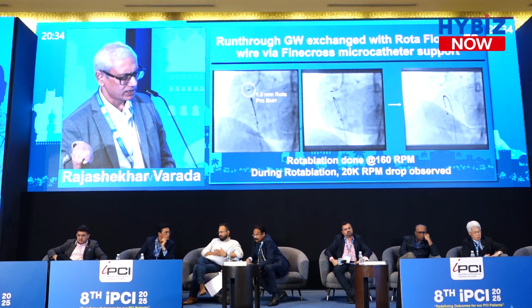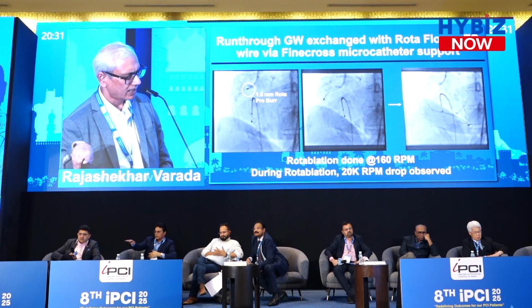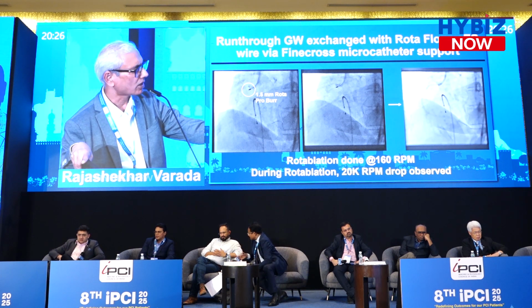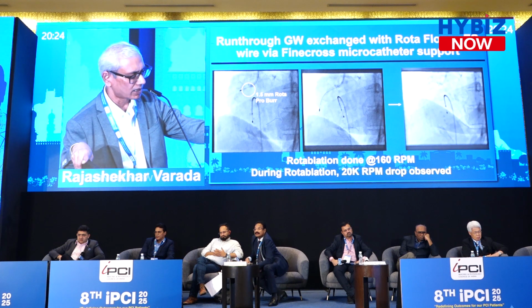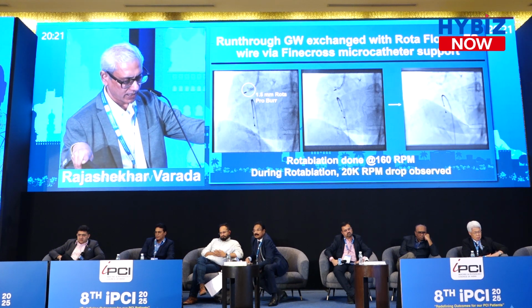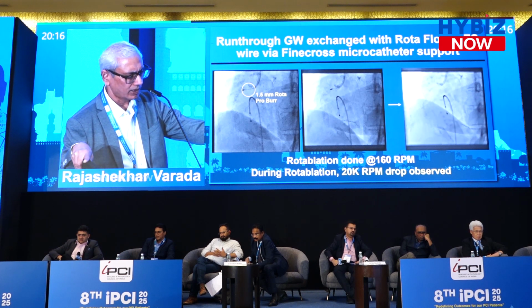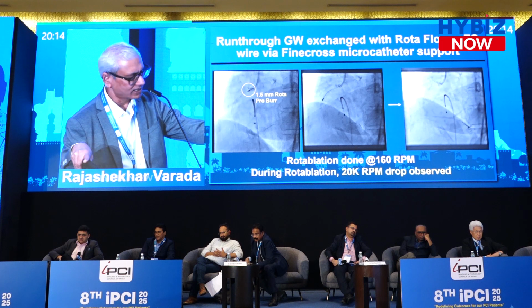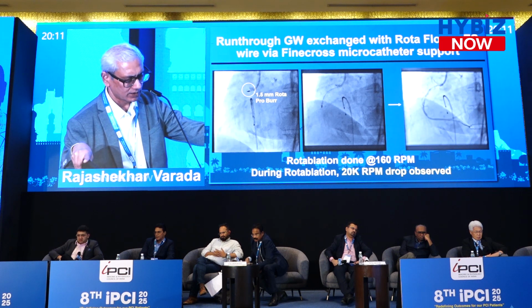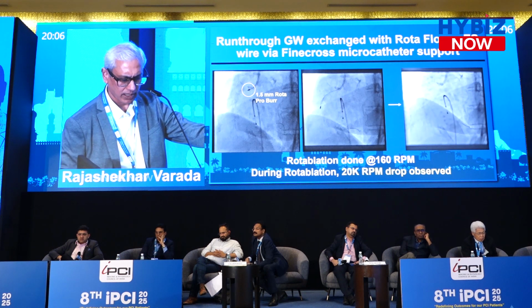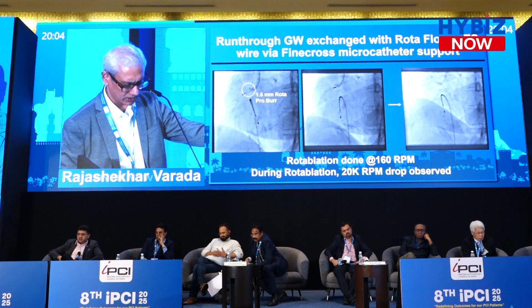We just crossed with the Runthrough wire, and then we exchanged with the RotaWire Floppy, and we went with a 1.5 millimeter rotabur, and it didn't cross very easily. The rotabur did not cross very easily. And when we were crossing, there was a significant RPM drop. So ultimately, it did cross with some patience and diligence, and this is how it looked after the rotablation.